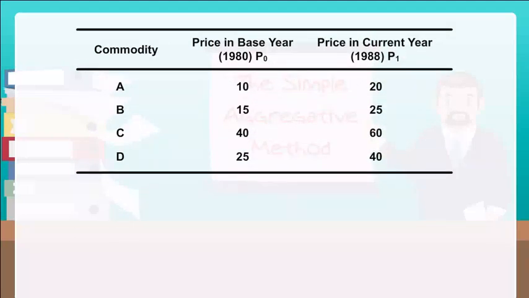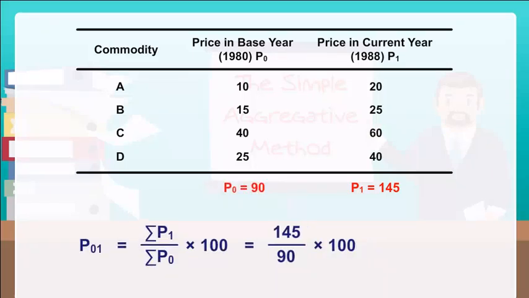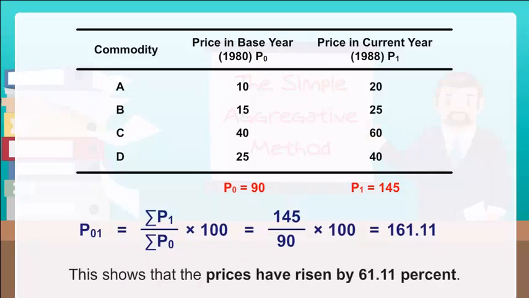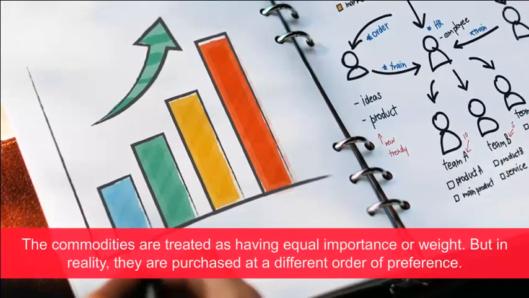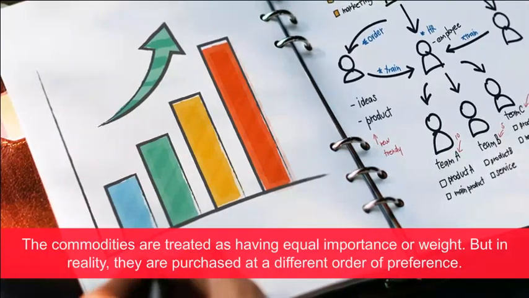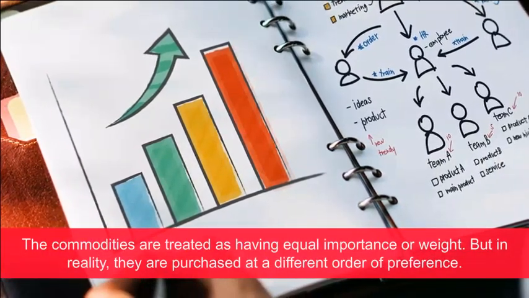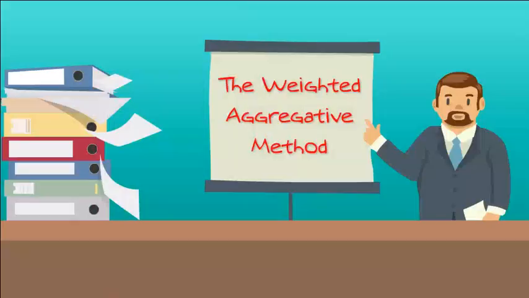In the example given here, P1 is 145 while P0 is 90. Using the formula, we get P01, which is equal to 161.11. This shows that the prices have risen by 61.11%. The commodities are treated as having equal importance or weight, but in reality, they are purchased at a different order of preference.